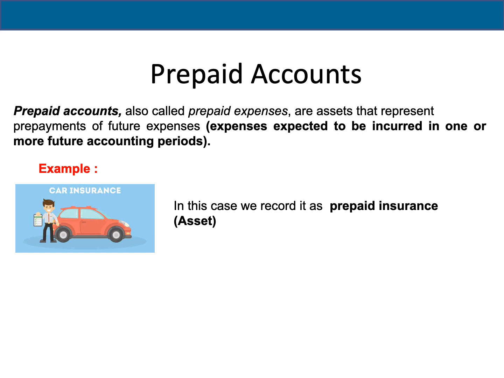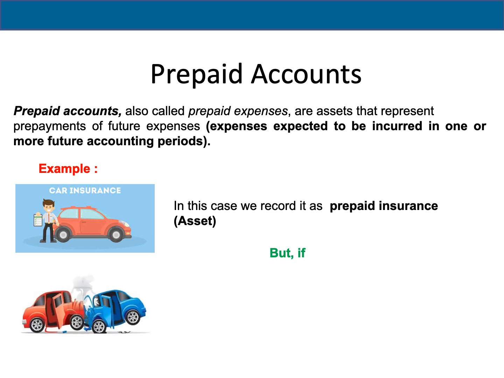Again, what is a prepaid? Prepaid means that I pay a certain amount, for example, for insurance, for 12 months in advance. But since I did not use the money of the insurance yet, I'm going to record it as an asset. But if, for example, I had an accident, it means that I'm going to use the money of the insurance. If I'm going to use the money of the insurance, then in this case, we record it as insurance expense.